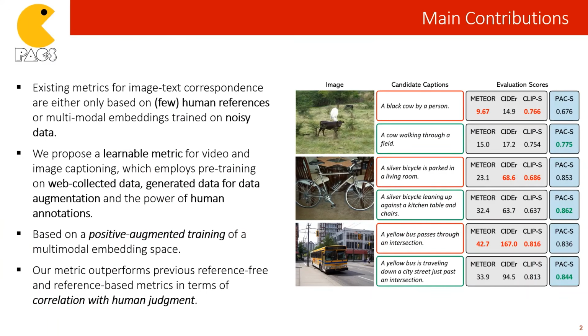In recent years, there has been a notable improvement in the quality of generated captions. However, the evaluation of these captions has relied heavily on metrics that either utilize human references or noisy web-collected data. Therefore, we propose a learnable metric for video and image captioning. Our approach involves pre-training on a combination of web-collected data, generated data, and human annotations. Our proposed metric, PAC score, is trained via a positive augmented contrastive learning approach, and it surpasses previous reference-free and reference-based metrics in terms of its correlation with human judgment.